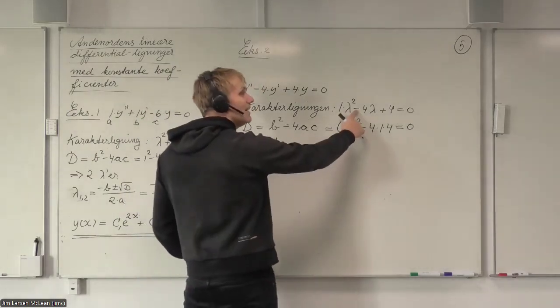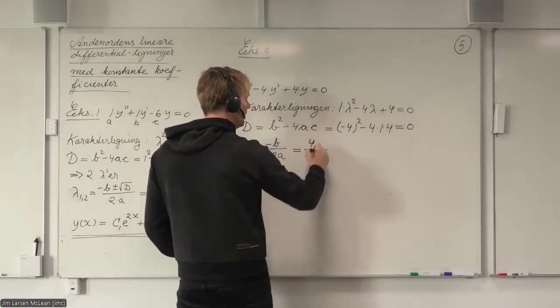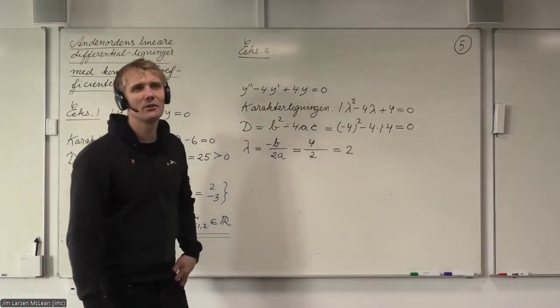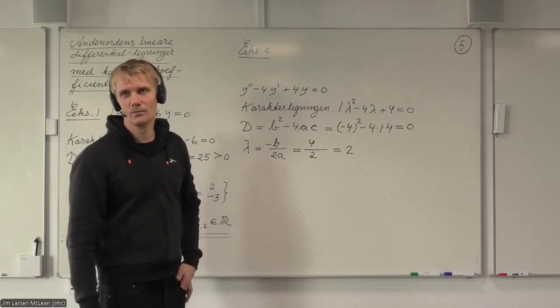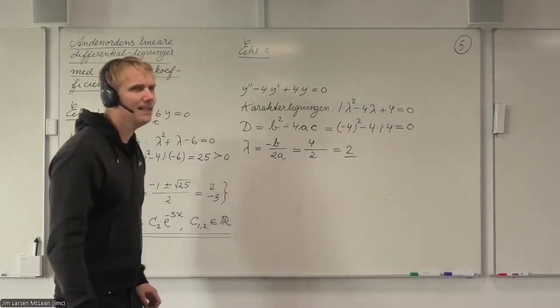Minus b must be minus negative 4, so that makes it plus 4, over 2 times 1, which equals 2. See, I only got one solution. The one we already knew would be 2. That's how I had created it, so it's not surprising. So it resulted in 2, but that means I only have one solution.